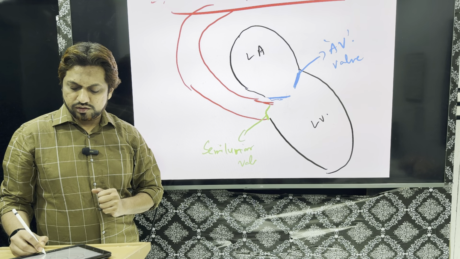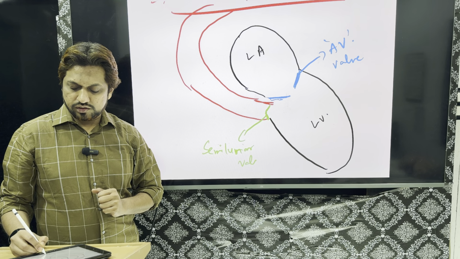Now after this atrial systole, the second phase which will start is the ventricular systole, that is the isovolumetric contraction period. The duration of this phase is around 0.05 seconds. In this 0.05 seconds, we'll see what changes are seen in the atrial pressure and ventricular pressure, and also the volume changes.